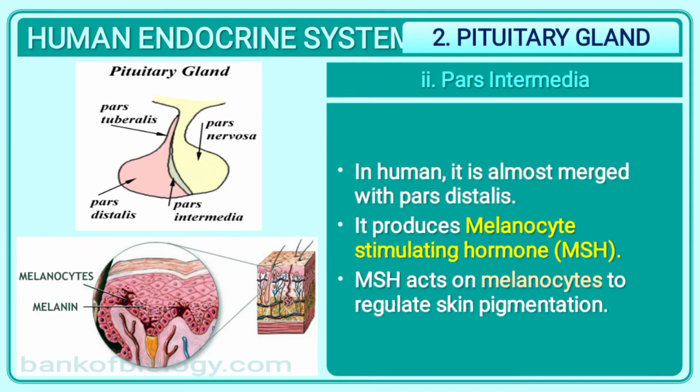Second part of the pituitary gland is pars intermedia. In human, it is almost merged with pars distalis. It means it is combined with it, that you can see in the diagram. On the left side is pars tuberalis or pars distalis. On the right side is pars nervosa and pars intermedia is in between them. It produces melanocyte stimulating hormone MSH. MSH acts on melanocytes to regulate skin pigmentation, means to say the skin color that develops in individuals is due to the melanocytes.